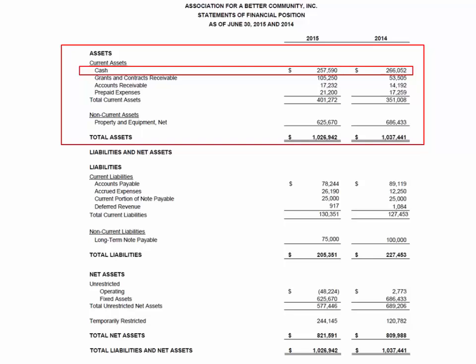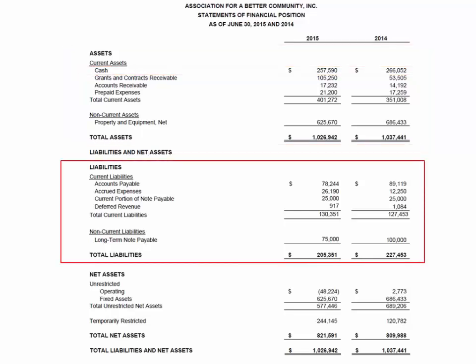So it's important to keep an eye on the organization's cash position and to think about what that cash position is relative to the organization's expenses. The next section of the balance sheet is the liabilities. Liabilities, again, are things that we owe to others. These are our accounts payable, accrued expenses, if we have loans, bank loans, lines of credit, mortgages, all of that will appear in the liabilities section.